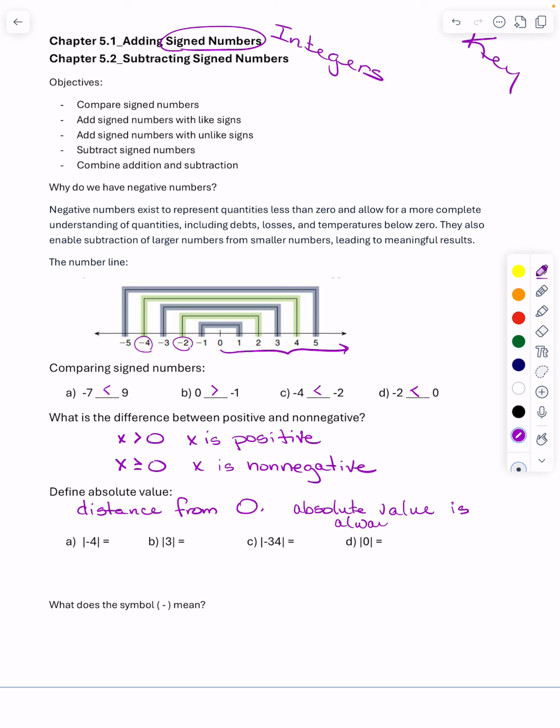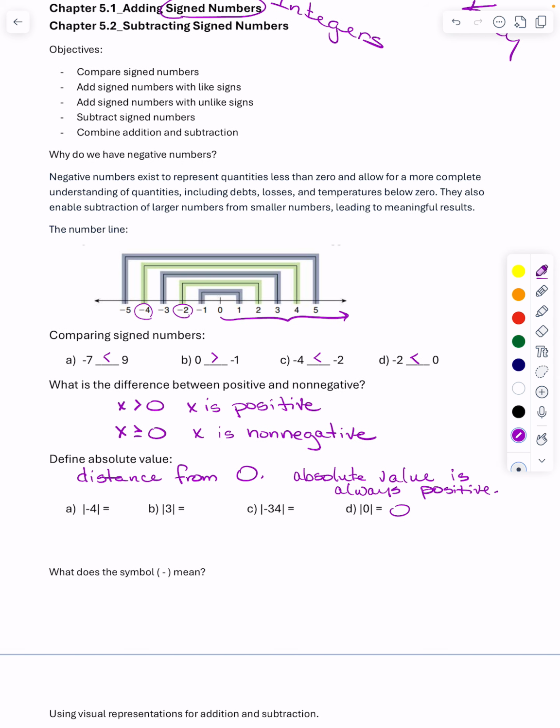We're not thinking opposite. Positive, I should say non-negative, because if you take a look at D, the absolute value of 0, the distance from 0 is going to be 0. So non-negative. Absolute value of -4. If we go back up here to where -4 is, I'm talking about distance from 0. -4 is 4 units from 0. The absolute value of -4 is +4.